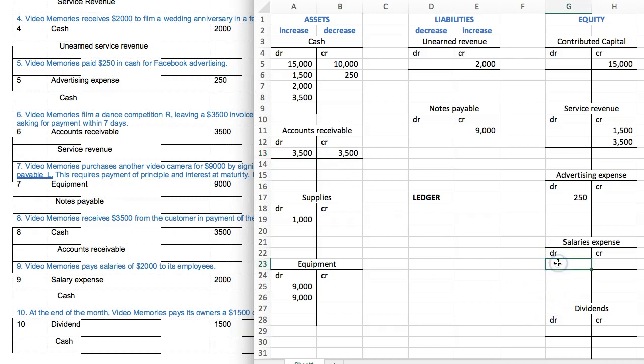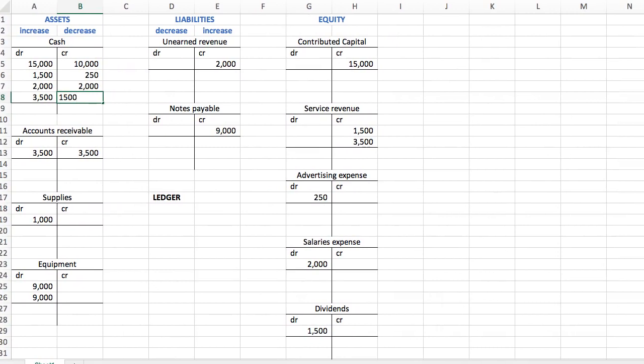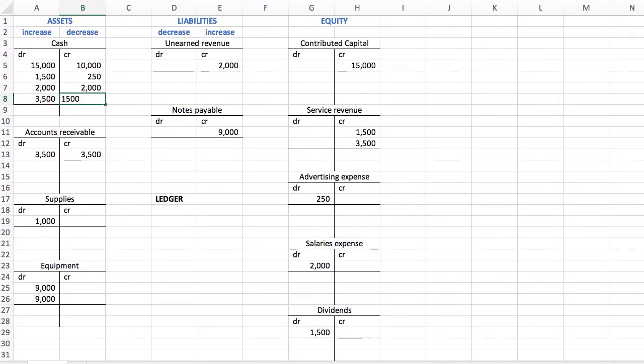And then we go to the expenses, salary expense, and we paid cash to our employees and we paid a dividend. So the dividend will increase. Every time you pay a dividend, you have more dividends and you're paying cash. Okay, so now I have completed my ledger. So I have copied everything from the journal into the ledger.